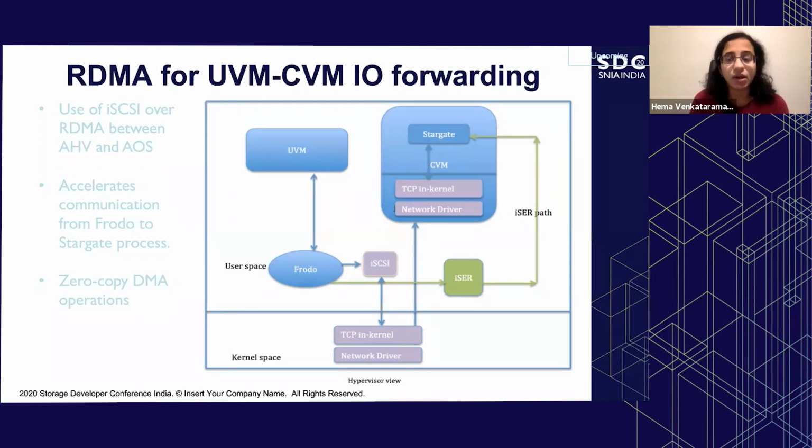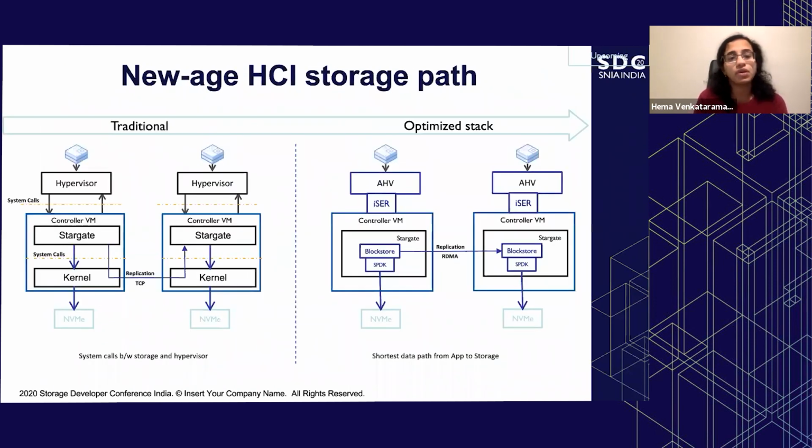Now, let's take a look at the overall improvements we have seen so far in this presentation. Firstly, on the left side, we see the traditional stack. We have the guests that generate the IOs, which are later shipped by the hypervisor to the controller VMs. Stargate, listening for the incoming packets over the TCP channel, receives the packets and processes them, which uses the in-kernel implementation, which is the file system and the block layer, for the storage stack.